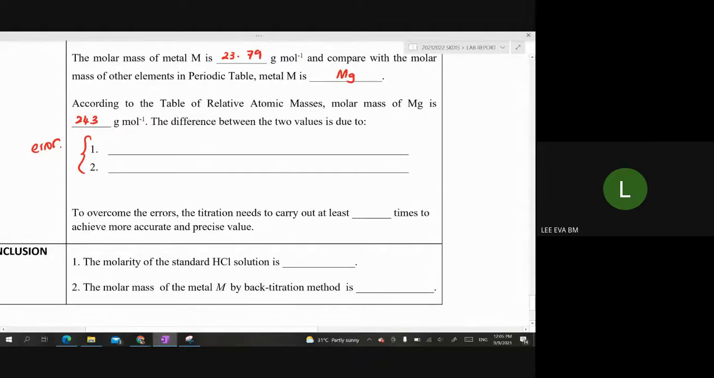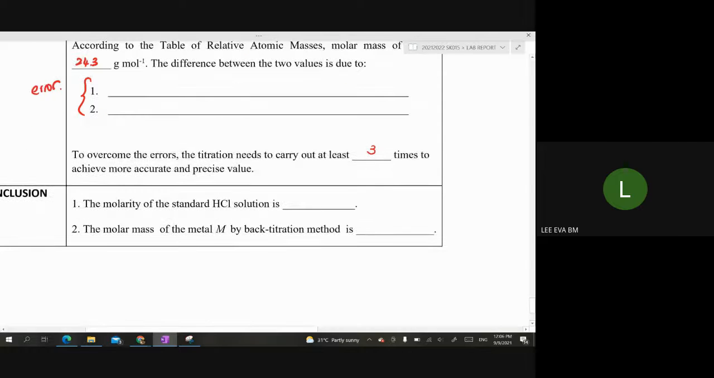Okay. So last column over here, to overcome the errors, the titrations need to be carried out at least, normally we would suggest 3 times. Kalau untuk cadangan awak boleh letak several times. Many times is not very practical lah sebab kita ada masa kan untuk practical session. So normally we will suggest 3 to 4 times, 4 times including the gross lah.